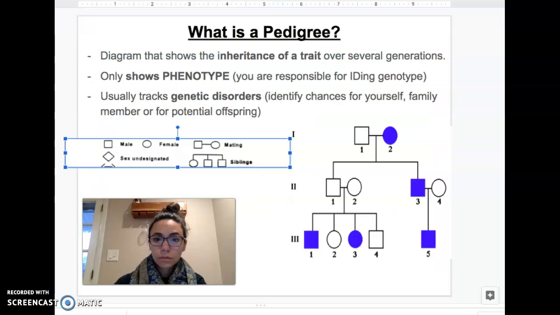You earned it. So what is a pedigree? It's a diagram that shows the inheritance of a trait over several generations. So again, kind of like a family tree. And it only shows the phenotypes. Remember, phenotype is the physical trait. So we don't know the genotype, we don't know the genes of these individuals. We only know, do they have the disease or do they not have the disease?